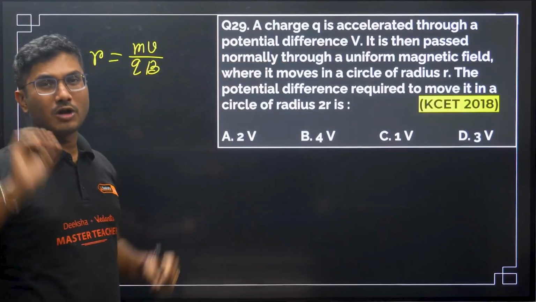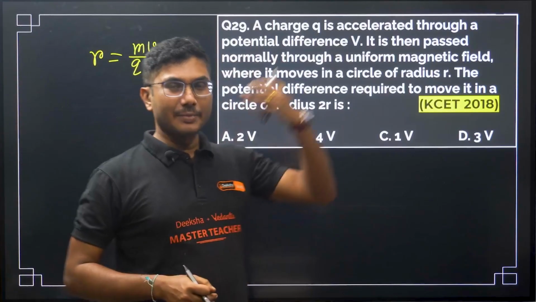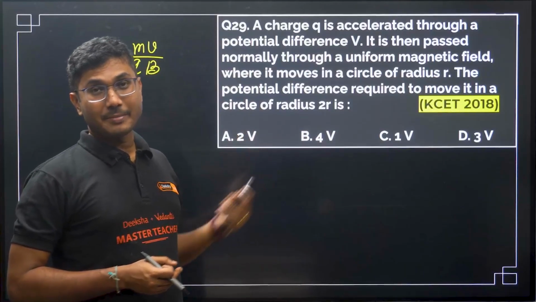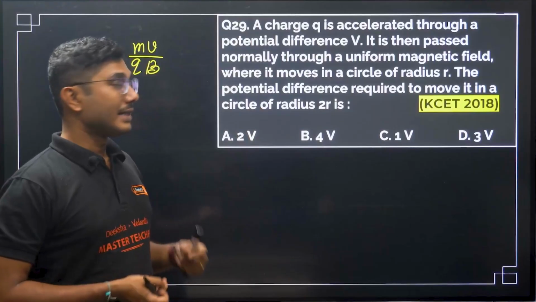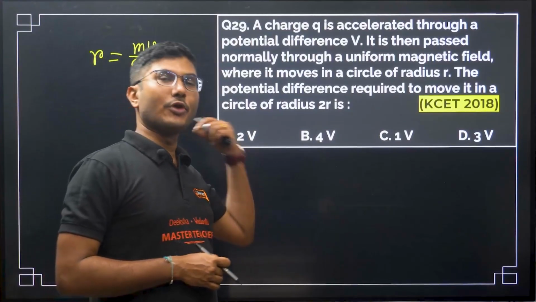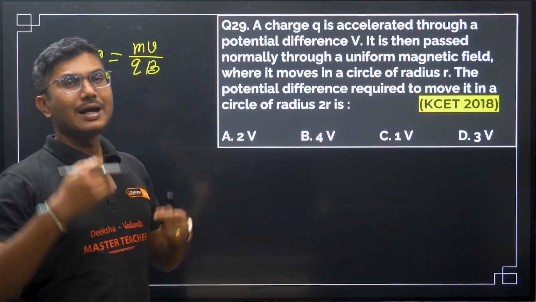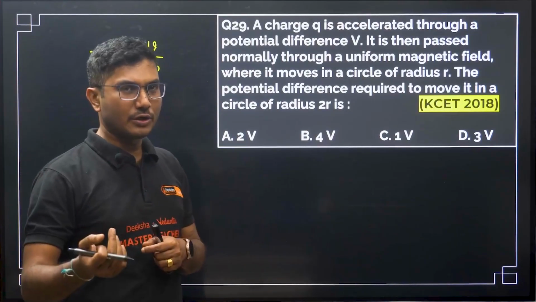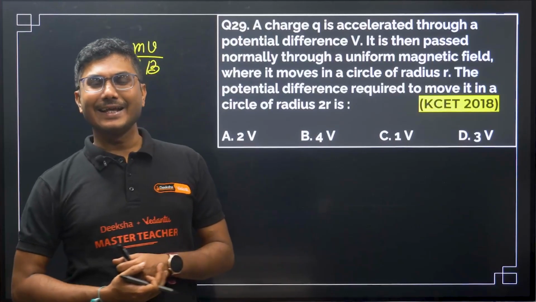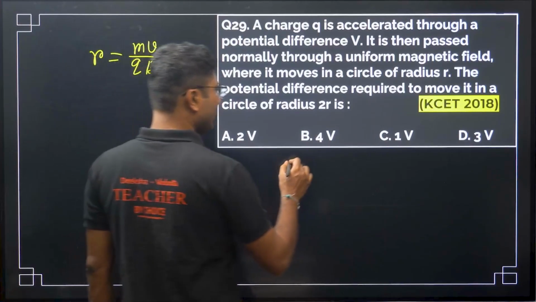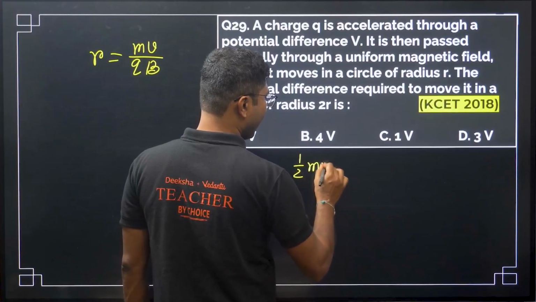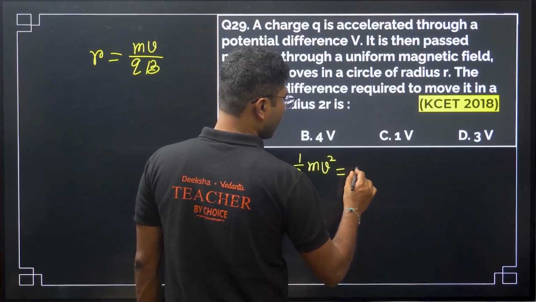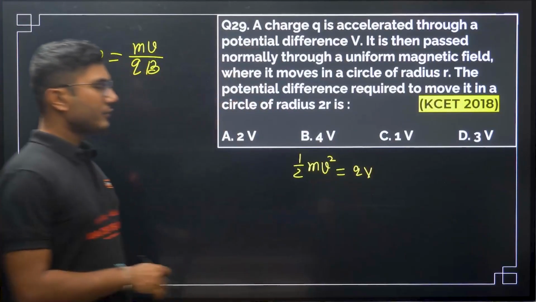Here you have to know a small fact, that exact thing you will learn a little bit further ahead, in dual nature of radiation and matter. In photoelectric effect you will learn that when you pass a charge through a potential difference V, the kinetic energy of that particle is the same as the potential energy, which is qV. So the kinetic energy, half mv square, will be qV.